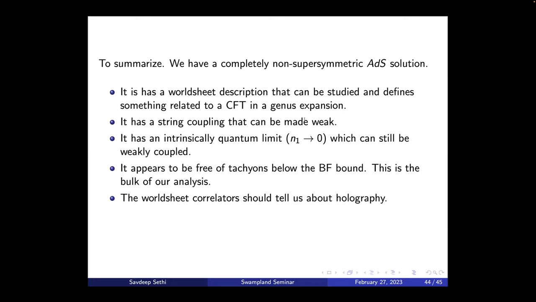It has a string coupling that can be made weak. It has an intrinsically quantum limit, which also can be weakly coupled, weirdly enough, even when it has no strings in the background at all, just because of the one-loop potential. We actually checked that it is free of tachyons below the BF bound. That was the most subtle part of this. Does it become perturbatively unstable? But it looks like they go the other way. They become less tachyonic as we include the one loop. And that's the bulk of our analysis. And hopefully these worldsheet correlators should tell us something about holography.